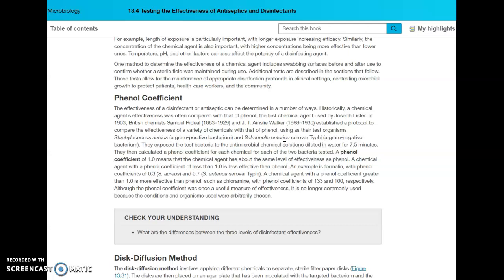So we had this first method that was used, but it was just with two bacteria. It was pretty subjective. The organisms, the conditions, the chemicals were just arbitrarily chosen. So it wasn't a true method of assessing complete effectiveness of the different chemicals.